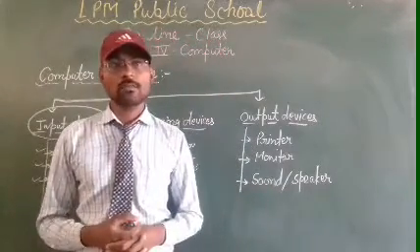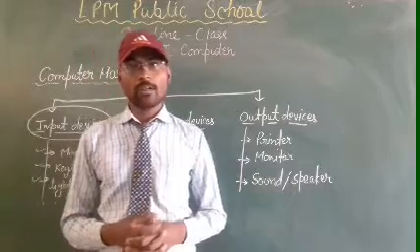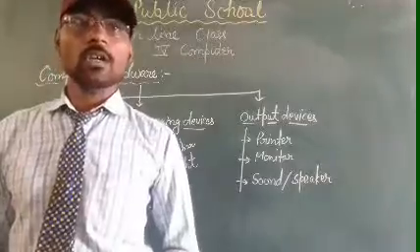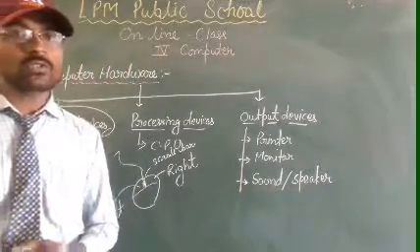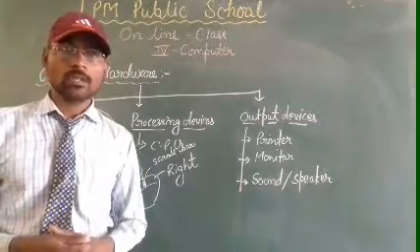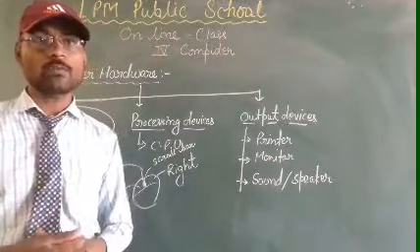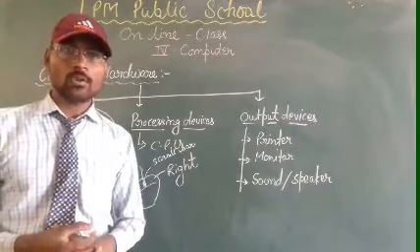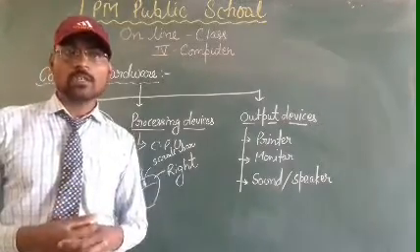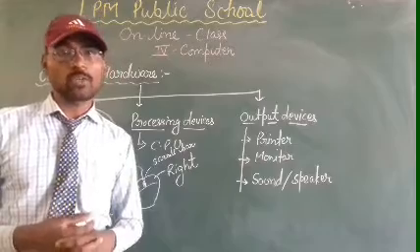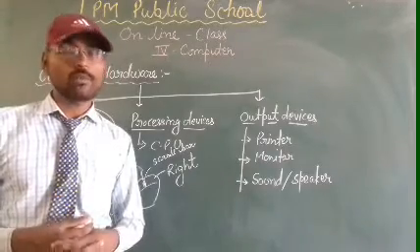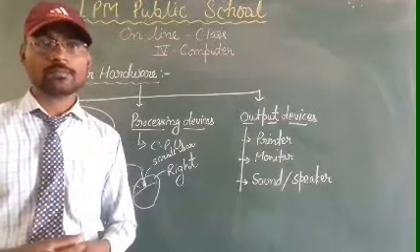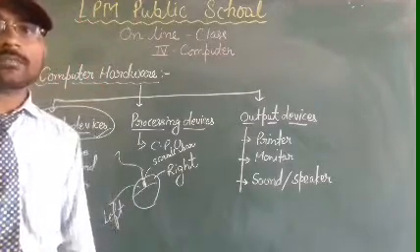And the next one is digital camera. Digital camera is also an input device. A digital camera is used to capture photographs. The images are stored in digital form using a memory card. Using this camera, you can take pictures and also record videos, and then you can input them in your computer system. Okay, students?